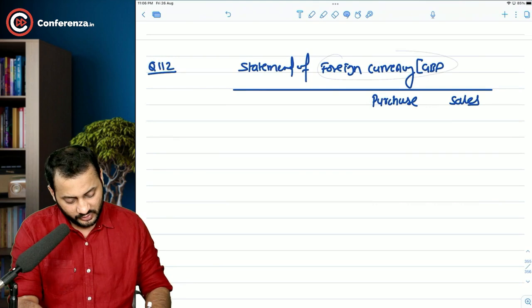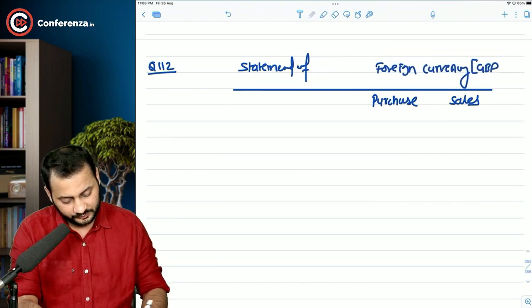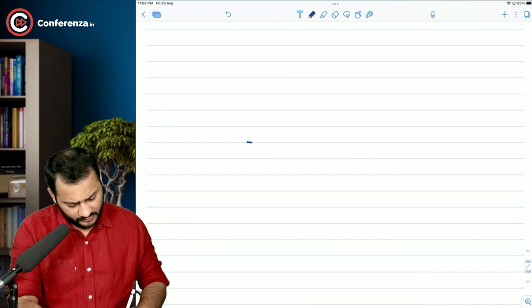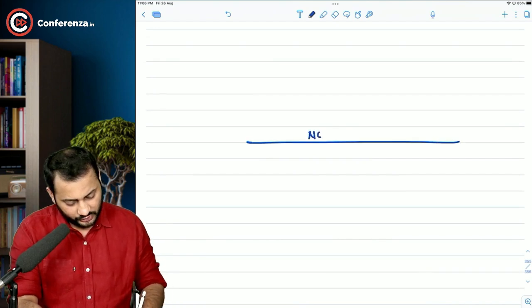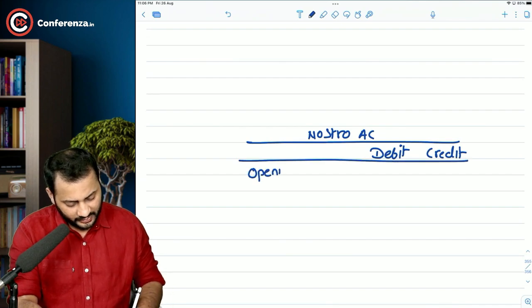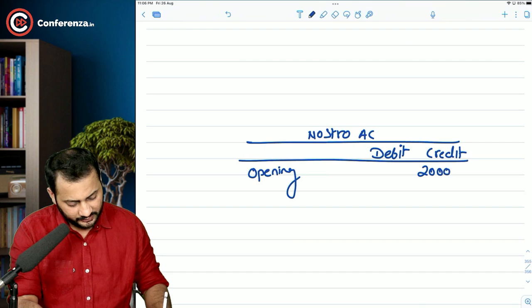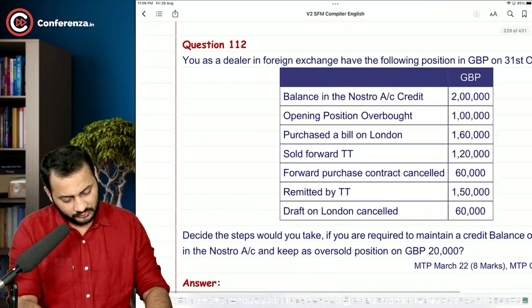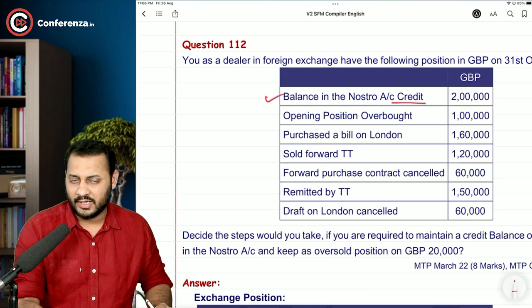It's better to write it up as a position. And here I'm going to write Nostro account. This is a proper bank account where we will have some debit and credit balances. We started with the opening balance of 2 lakh GBP. This is the Nostro account in GBP. So we have a credit balance of 2 lakh.